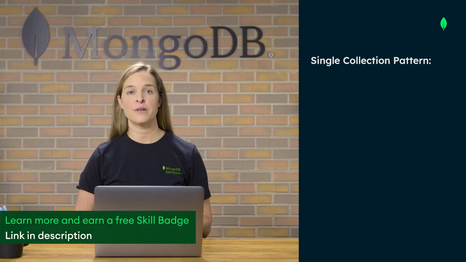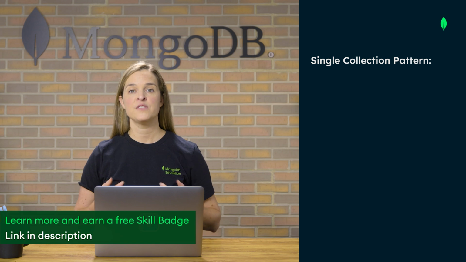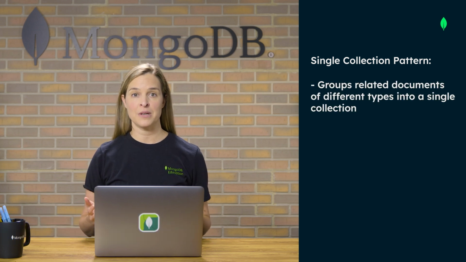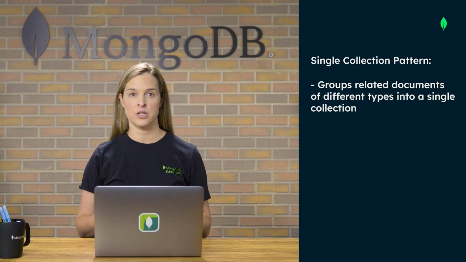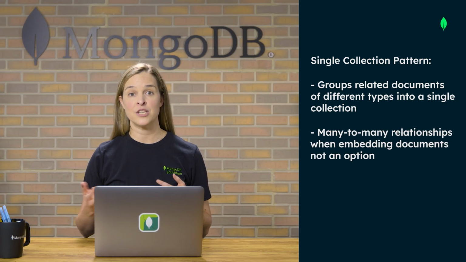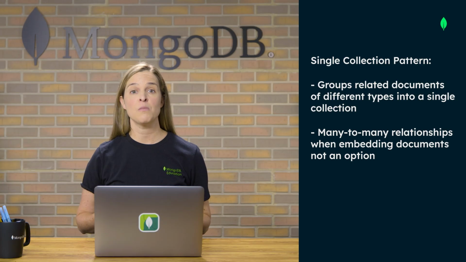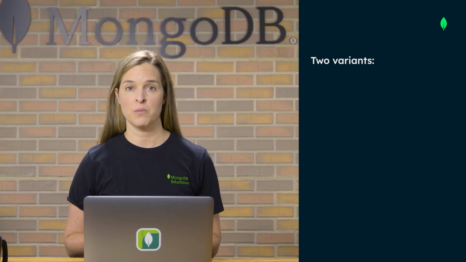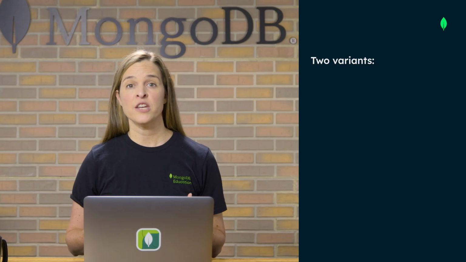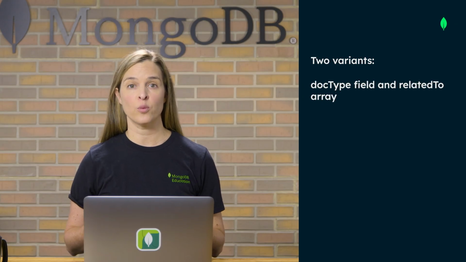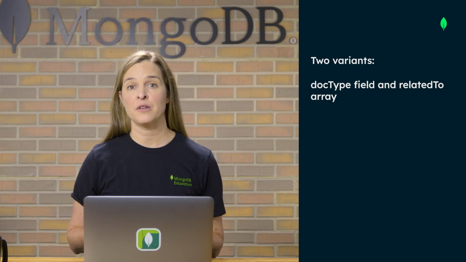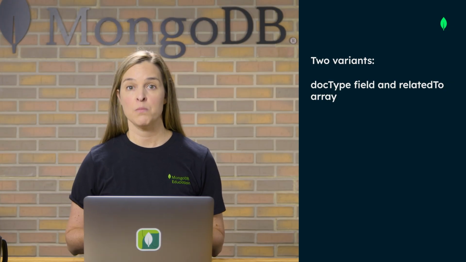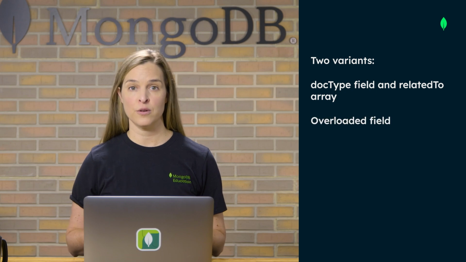Let's recap what we learned about the single collection pattern. The single collection pattern groups related documents of different types into a single collection. It is useful for modeling many-to-many relationships when embedding is not a good option, and it can be used to model one-to-many relationships. We learned how to implement the 2 variants of the single collection pattern. First, we can use a document type field and an array of related documents. This is useful for modeling many-to-many relationships. When modeling one-to-many relationships, we have an additional option using an overloaded field.